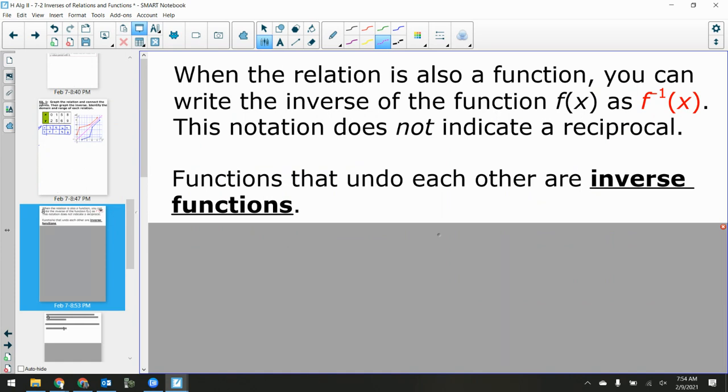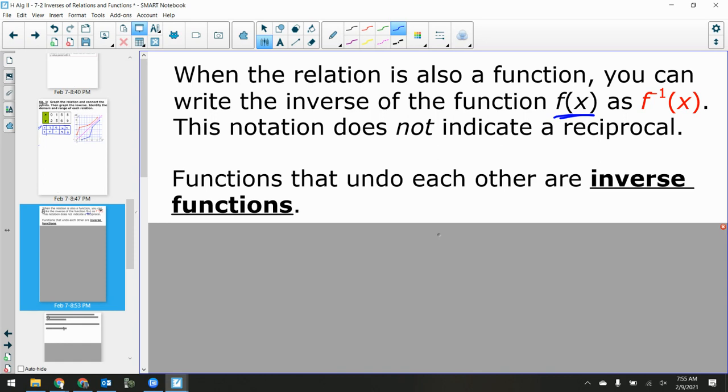Where the relation is also a function, you can use this special type of notation. You notice how we had function notation being the f of x. You can put this f inverse of x, and that's how we would read that. F inverse of x. Please note that that's not like a negative exponent type thing. It has no relation to a negative exponent. F inverse of x notation.